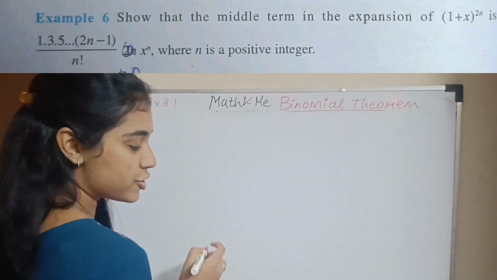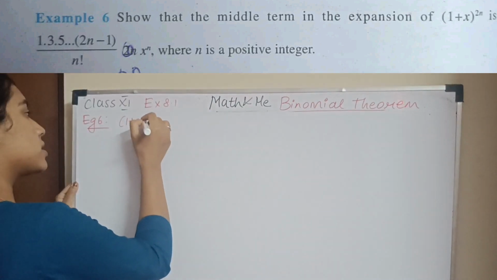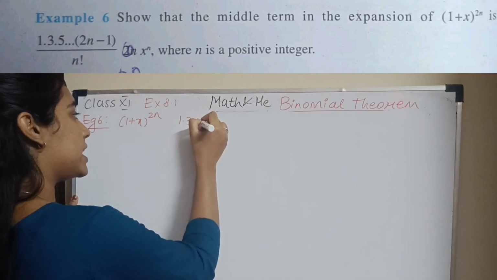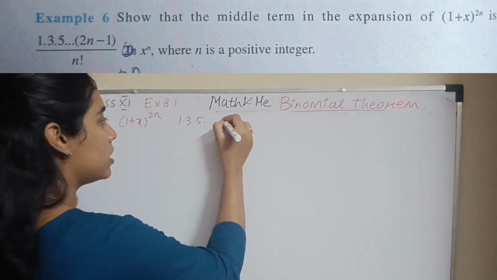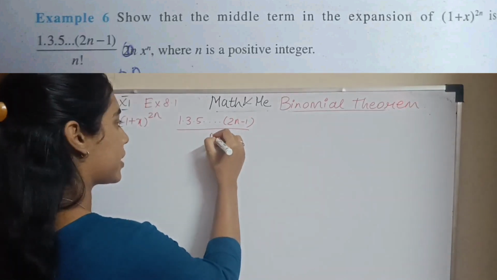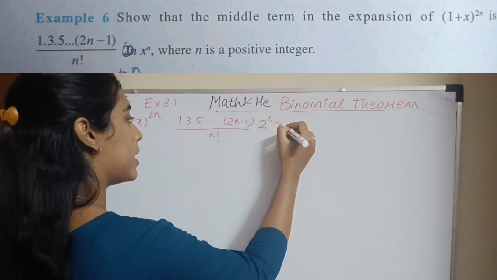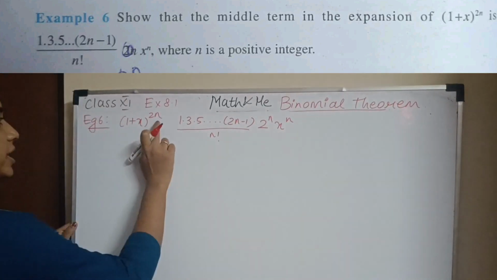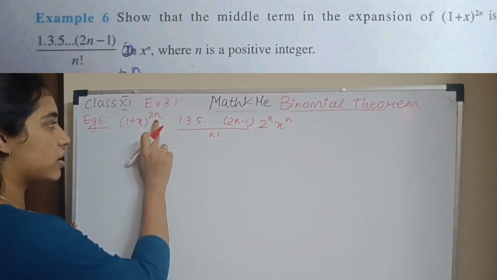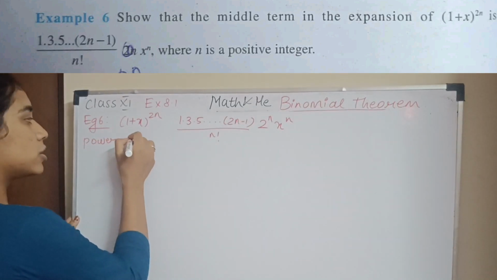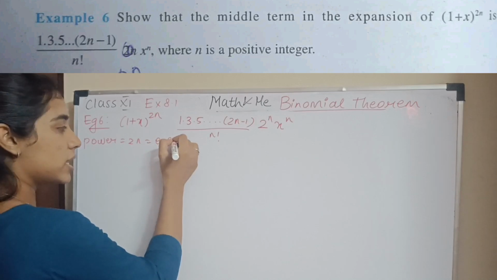The middle term in the expansion of (1 + x) to the power 2n is 1 times 3 times 5 and so on until (2n - 1), divided by n factorial, times 2 to the power n, x to the power n. Okay, so you have to prove this. So what is your n? Your n is even because it is 2n. So your power is 2n, which is even.